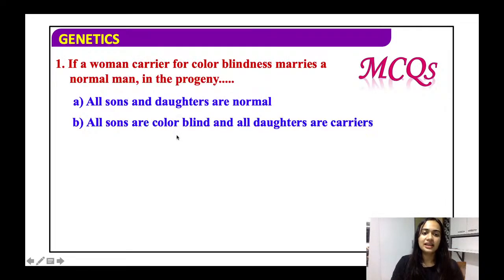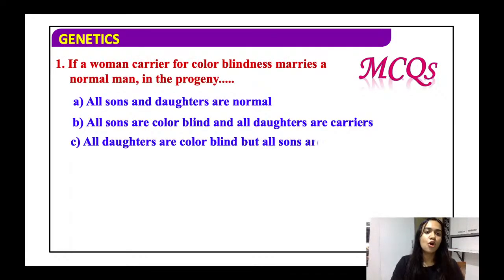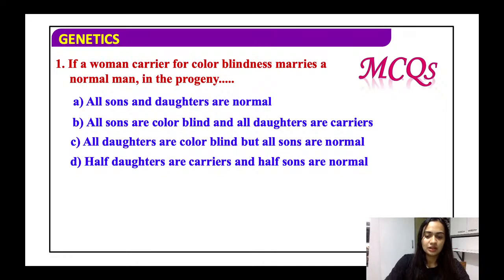If a woman carrier for color blindness marries a normal male, woman carrier है वो मैरी करते हैं नॉर्मल मेल को. चलो क्रॉस बना के देखते हैं. कैरियर वुमेन, सॉरी नॉर्मल मैन, क्या बनेगा?